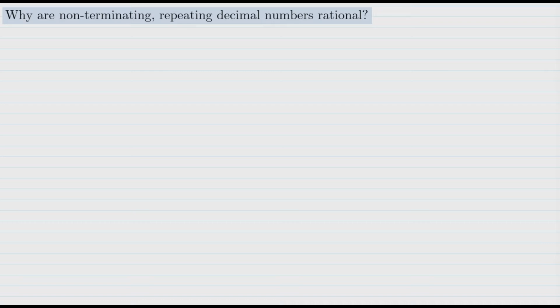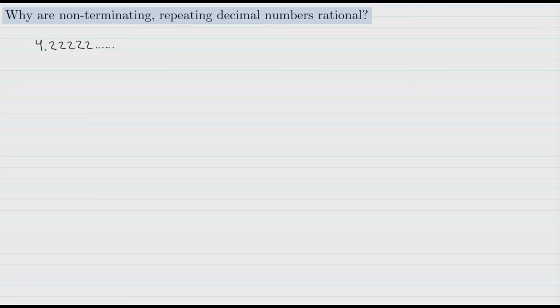So let's begin with a fairly simple case. We'll start with the number 4.22222 and so on. So you can see that this is definitely a non-terminating decimal, and you can also see the repetition here. We have 2 followed by 2 followed by 2 and so on. So how do we write this as a ratio of integers? That is, how do we write it as a fraction where the numerator and denominator are both integers?